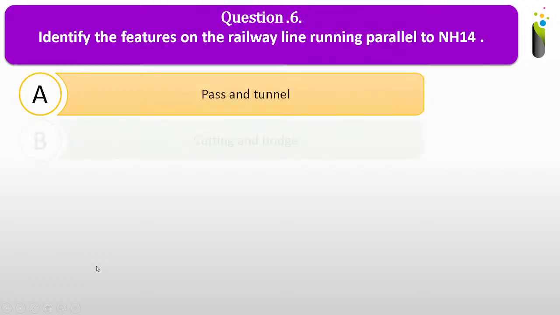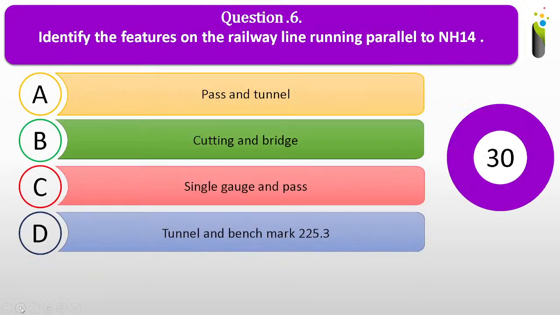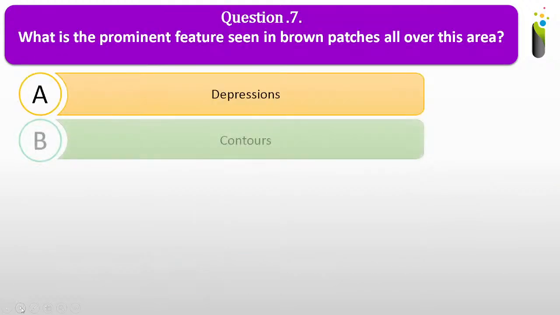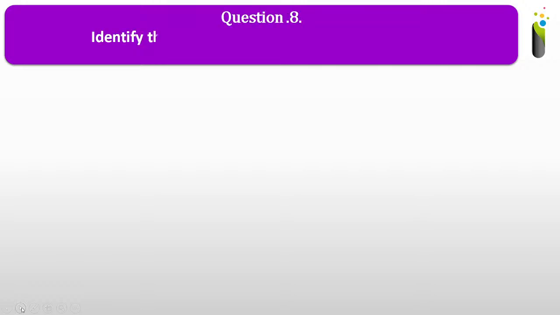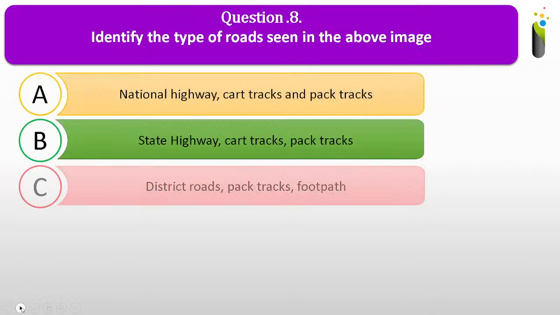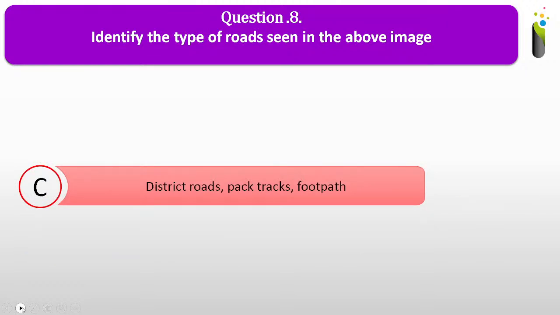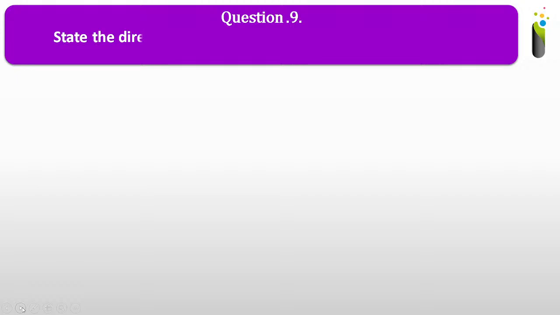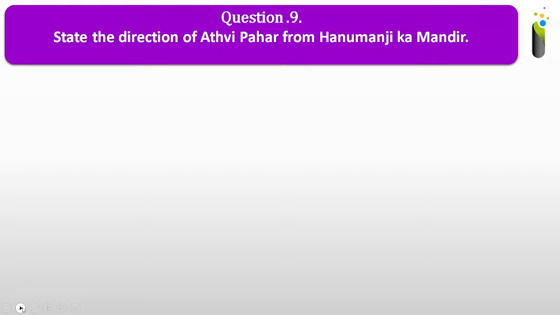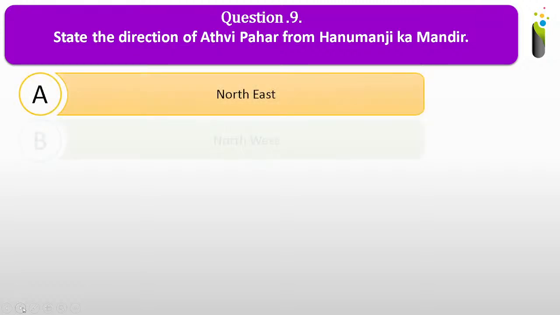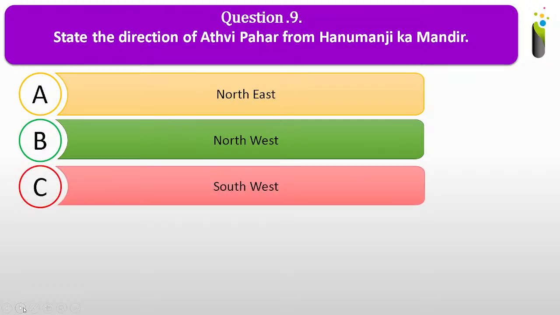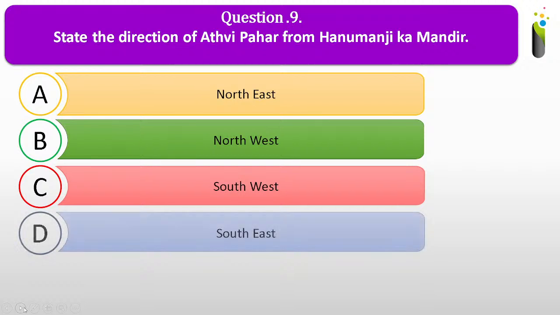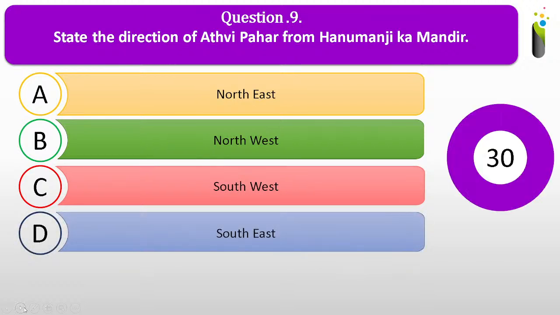So, what is the answer for this question? You have to answer me for the question. That is question number 9. State the direction of Athvi Pahad from Hanumanji Ka Mandir. A. Northeast. B. Northwest. C. Southwest. And D. Southeast. And your time starts now.